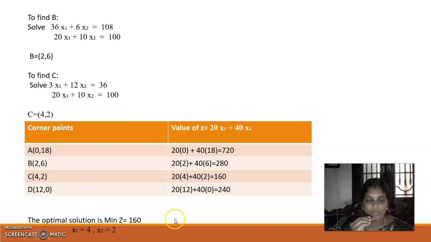So here the optimum solution is, among all the corner points the minimum value is 160. Where will you get? At the point C, 4, 2. So the optimum solution is minimize z equal to 160 at x1 equal to 4 and x2 is equal to 2. Right? Thank you.